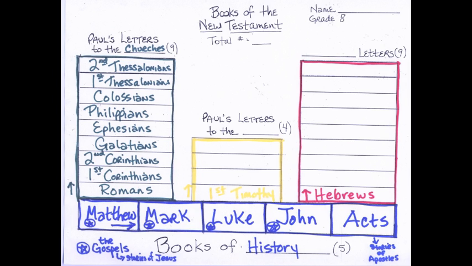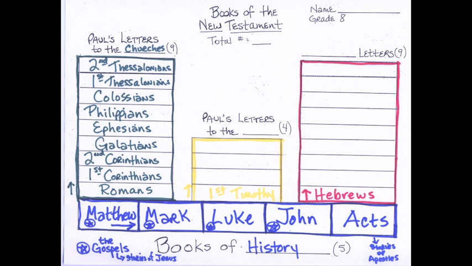Here you see the completed column of Paul's letters to the churches. We'll talk tomorrow more about what this word church means. It's not referring to a building. In this context, it means circles or groups of Christians. So you see here 9 groups of Christian people that met under Paul's pastorate in the first century.